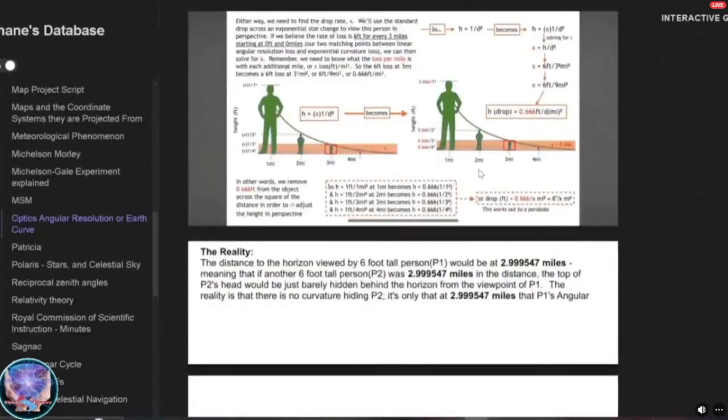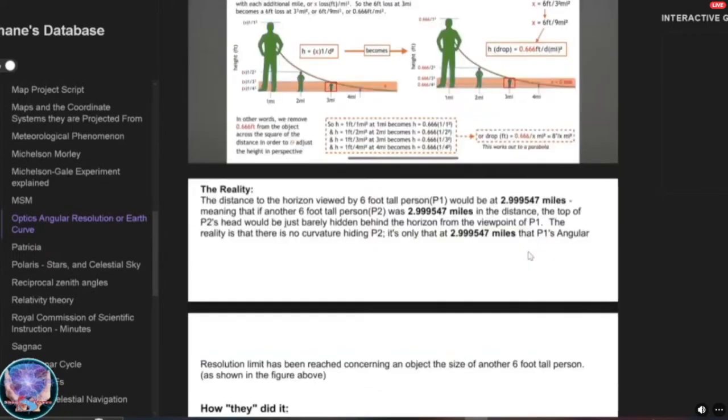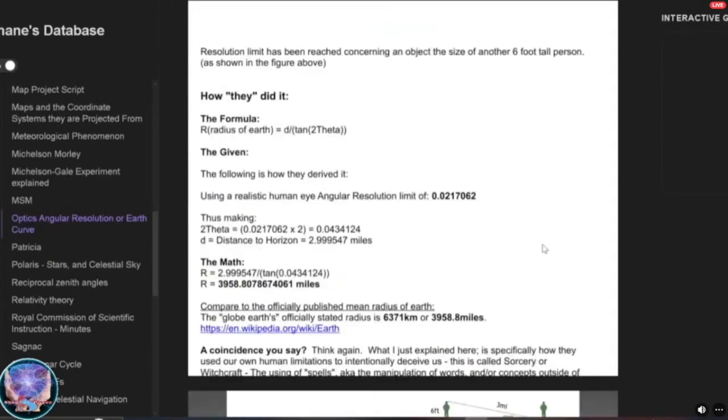And this is sort of putting it all together to determine how they got the radius. So this is just an extrapolation of the above with the perceived drop rate of 6 feet over 3 miles. And it's essentially extrapolating that out. It just converts it to decimal, 0.666 feet. These occultists love their numbers, as they say. And so they're going to do, essentially, this is what it comes down to.